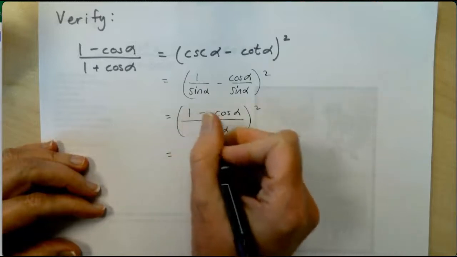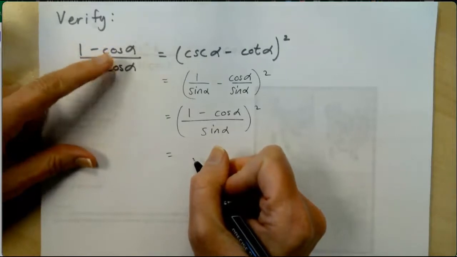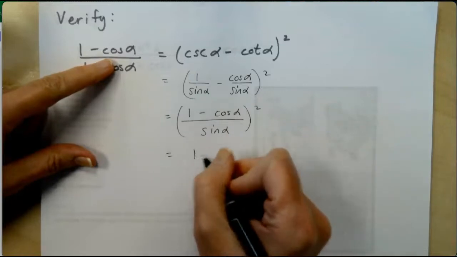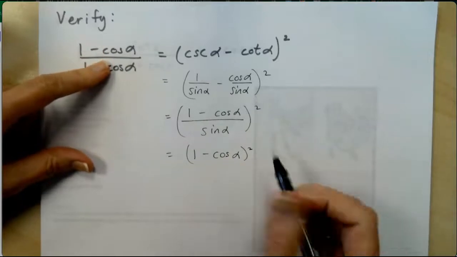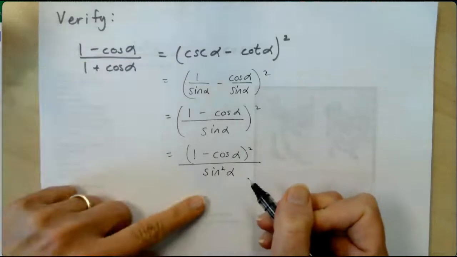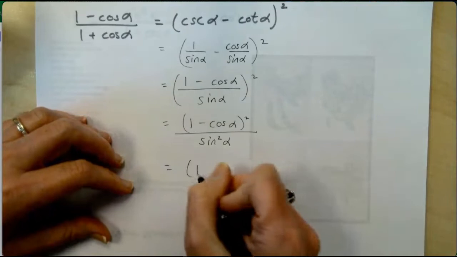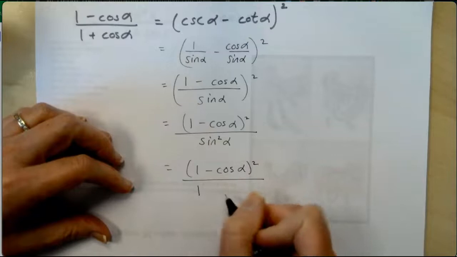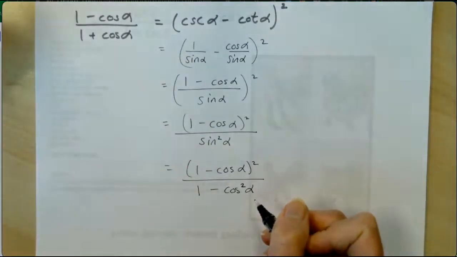We end up with 1 minus cosine alpha squared, in which, because I want 1 minus cosine alpha, I am not going to multiply it out. Remember, always look at where you are and where you're trying to go. Now to the bottom, we do get sine squared alpha. And when we see sine squared alpha, we can make a substitution here and get on the top 1 minus cosine alpha quantity squared over 1 minus cosine squared alpha, which is factorable.